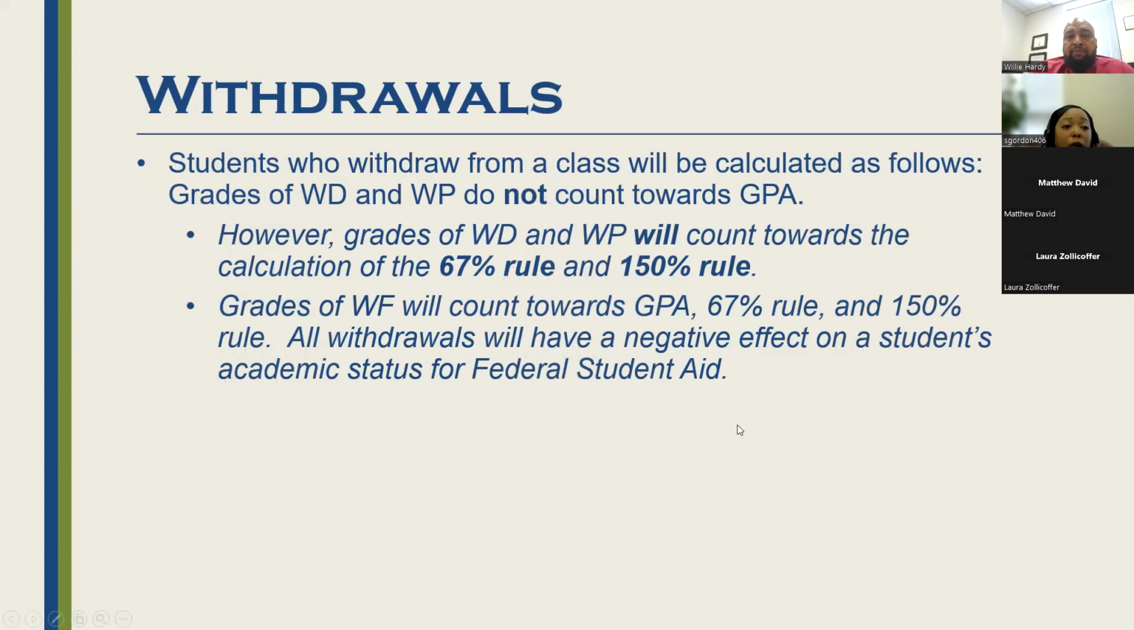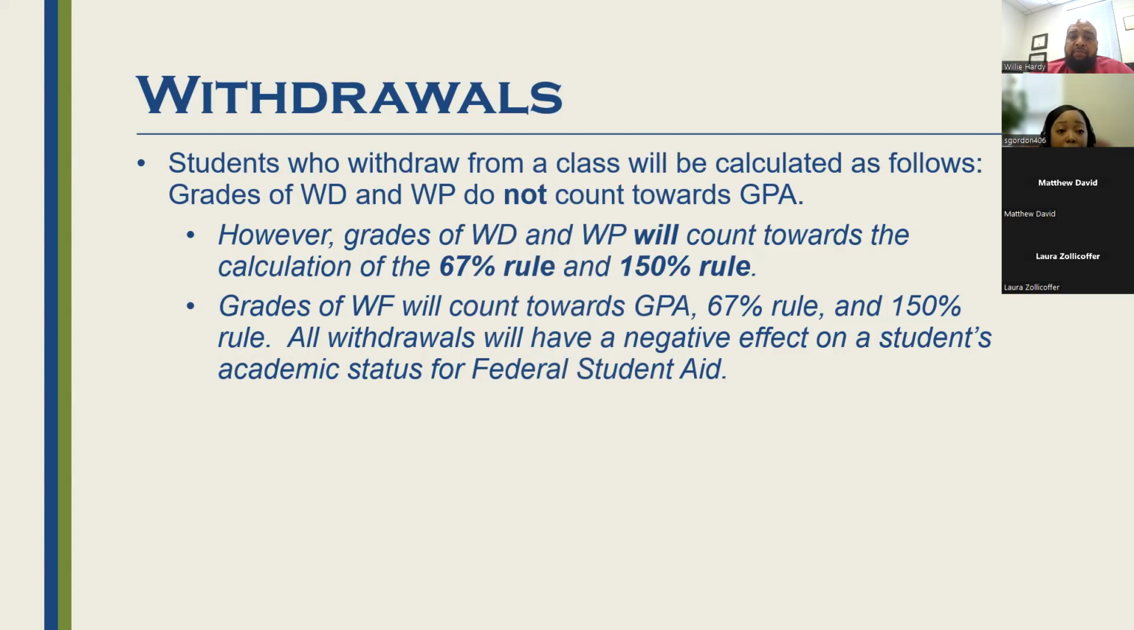Okay, so withdrawals. Students who withdraw from a class will be calculated as follows. Grades of a WD and a WP do not count towards your GPA. However, grades of a WD and a WP will count towards the calculation of the 67% rule and the 150% max time frame. Grades of a WF will count towards the GPA, the 67% rule, and the 150% rule. All withdrawals will have a negative effect on the student's academic status for federal student aid.